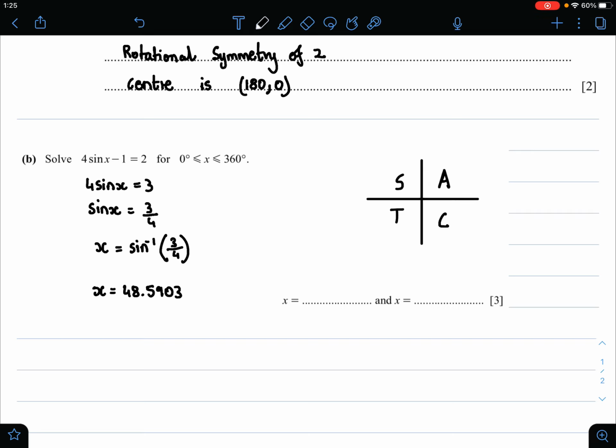So we have an answer from the first quadrant, that is 48.59. So all we need to do is round this off to 3 significant figures. So 48.59 rounded off will be 48.6, and this is because the fourth significant figure, which is 9, is greater than or equal to 5. So it will round off the 5 to the next number.